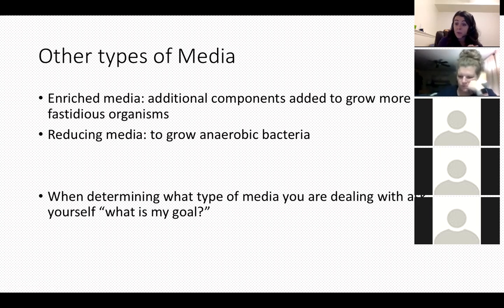Neisseria gonorrhoeae was one that was a little more picky to grow, and so you had to grow it on the chocolate agar. It wouldn't grow on the sheep's blood agar. So enriched media is when we're adding extra things to try and help the growth of maybe more finicky stuff.